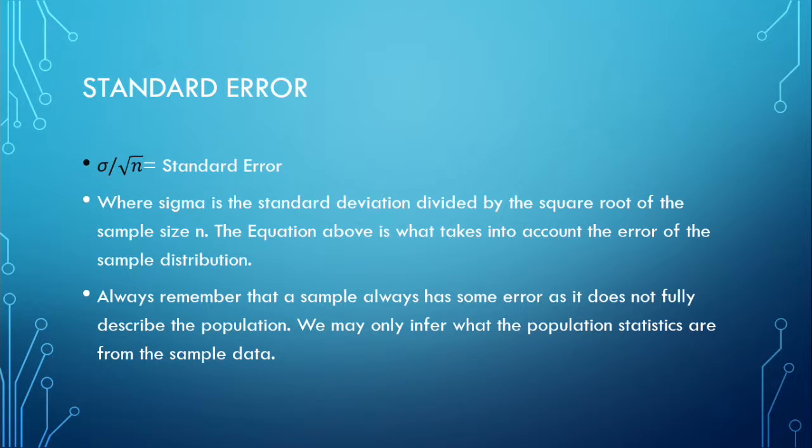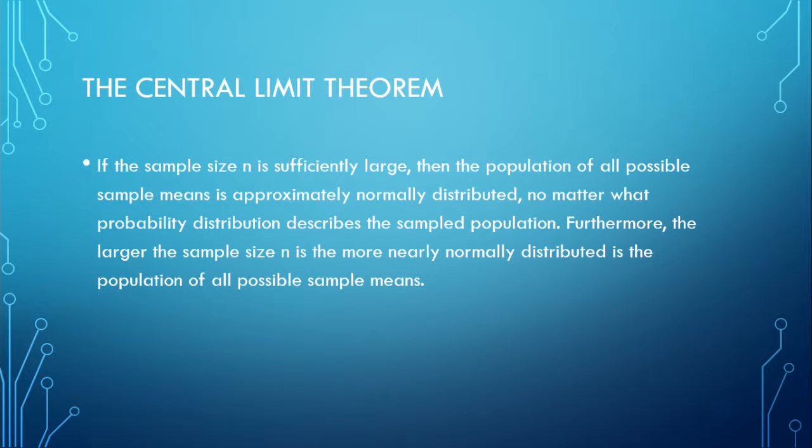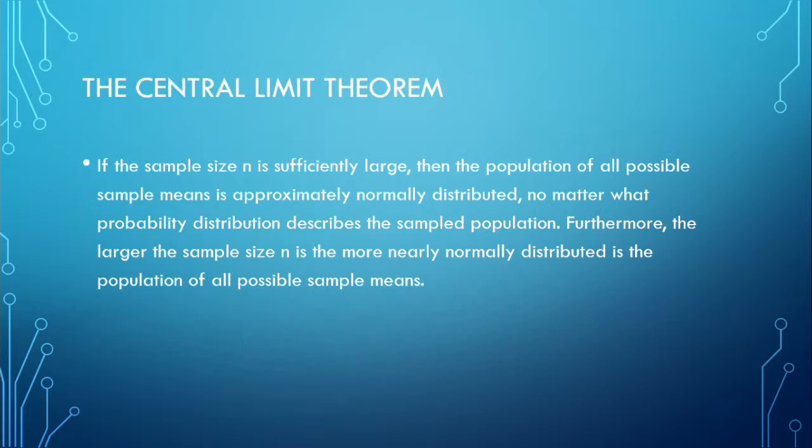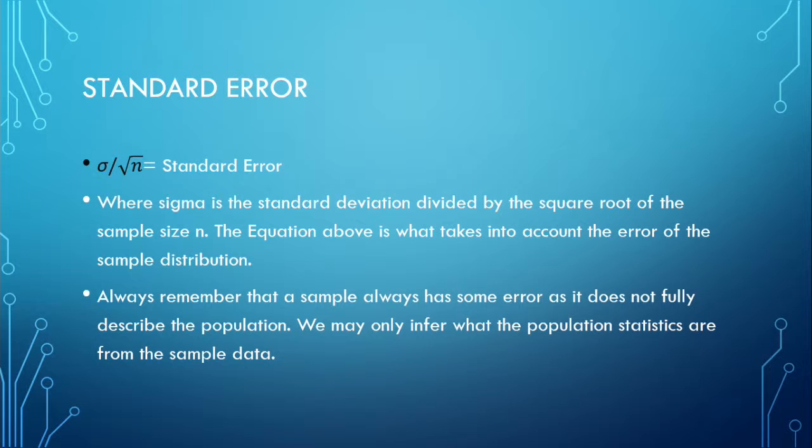Notice that in the bottom of that z-score, let's go back there for a second, in our z-score for a sample statistic, we have standard deviation on the bottom divided by the square root of n. Which is right here, the standard error, where sigma is the standard deviation divided by the square root of the sample size n. The equation above is what takes into account the error of the sample distribution. Always remember that a sample always has some error as it does not fully describe the population. We may only infer what the population statistics are from the sample data.